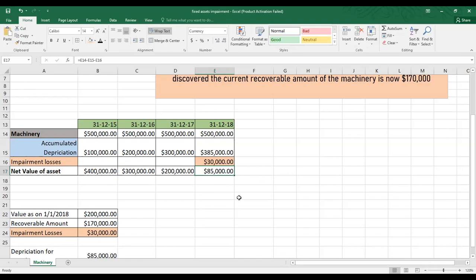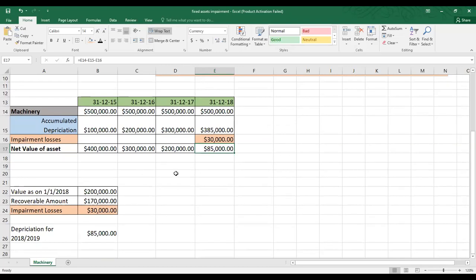Hence, on 1st of January 2019, the value of the asset will only be left as $85,000. Accumulated depreciation, or the depreciation for the year, will be 85,000, and the value of the asset remaining will be zero, because 85,000 is the balance of the asset that is remaining. 85,000 will be the depreciation for the year, and on 31st of December 2019, the value will be zero. The balance account for the machinery will be nil.